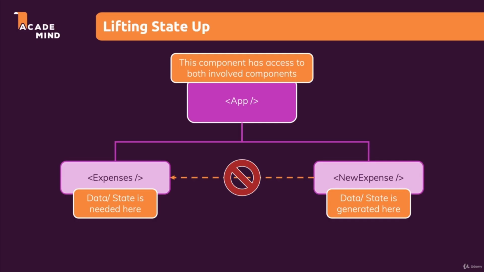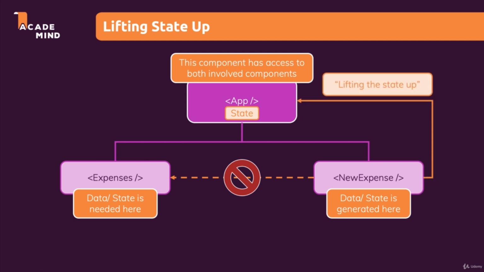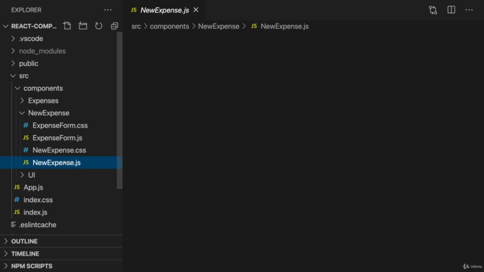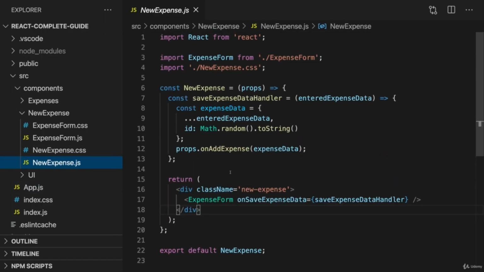That's why we want to utilize that, because we can now store our state in that closest involved component, so in that parent component which has access to both involved components, by lifting our state up. So by passing our generated state data from the new expense to the app component. And that's what we're already doing in this demo application. We're doing this by utilizing props, by calling the function we receive on the onAddExpense prop. That alone is not lifting the state up. That's just calling a function we receive through props.